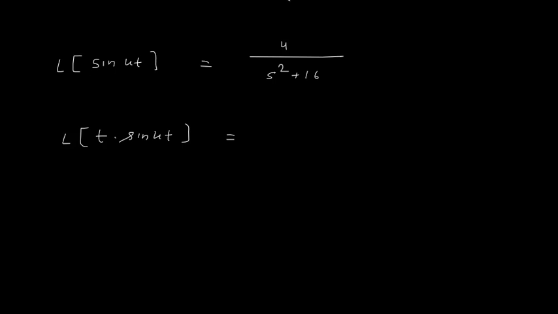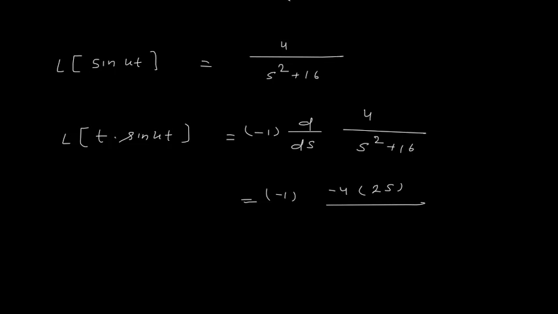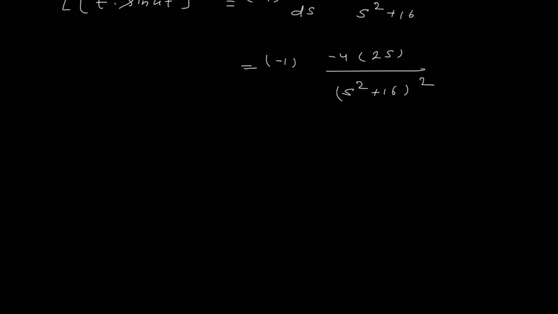So I will say minus 1 into d by ds into, we have to differentiate 4 upon s square plus 16. So I will get the answer as minus 1, here it is minus 4 into 2s upon s square plus 16 the whole square. So this minus minus plus, so here it is 8s upon s square plus 16 the whole square.